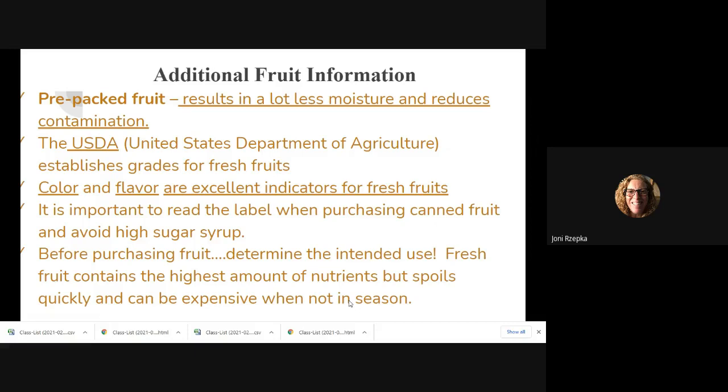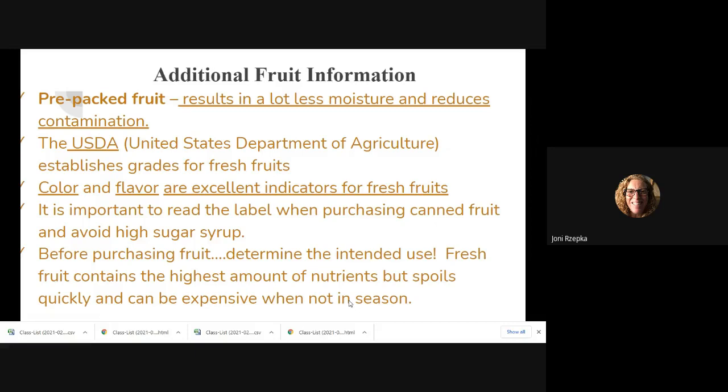Color and flavor are excellent indicators for fresh fruit. So, when you buy a banana, you want that brilliant yellow color. You wouldn't want one that's speckled dark or turning dark. I wouldn't buy an apple that was bruised and dented. I really look for a brilliant color, and that's going to help me pick out the best one.